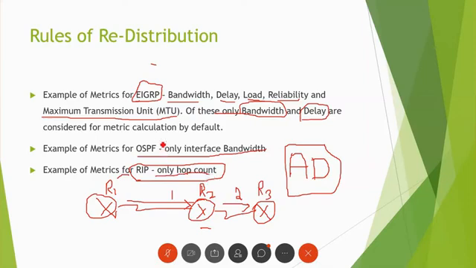Whereas OSPF and EIGRP do not consider hop count. They only consider other parameters like bandwidth, delay, etc. They don't use hop count. Only the RIP protocol uses hop count. And these metrics are important for redistribution.